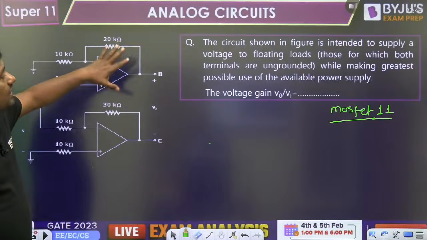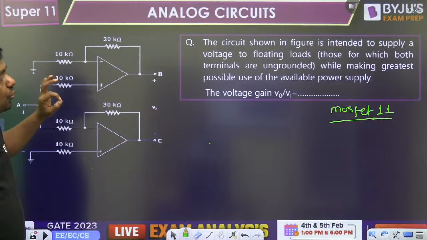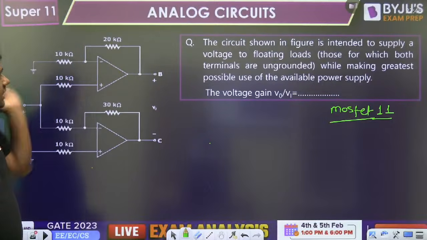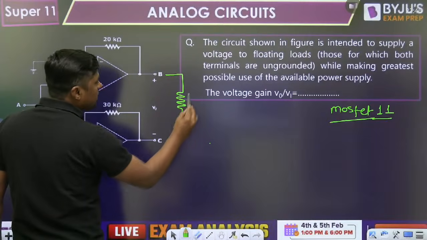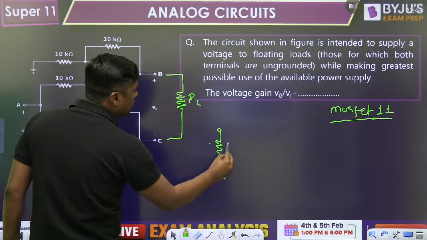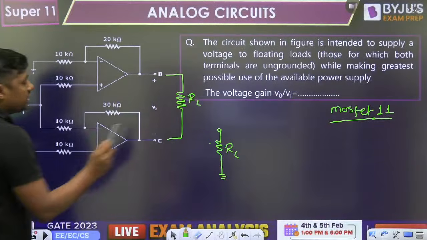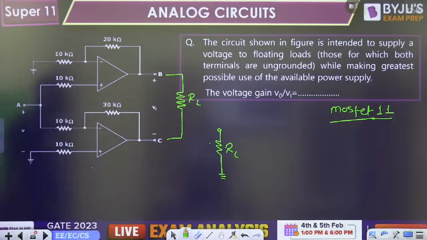Thanks. The circuit shown in the figure is intended to supply a voltage to floating loads. Where is the floating load? Not connected. Here we will connect a floating load. Floating load means no terminal is connected to ground. If one terminal of the RL is connected to ground, then it is called grounded load. If no terminal is connected to ground, that is called floating load. It will be connected between B and C, but RL is not given.